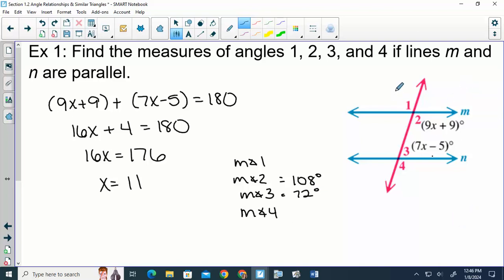Then what would angle 1 be? And what about angle 4? Right. You could either say it's corresponding with 2, or you could say 3 and 4 are supplementary. So 180 minus angle 3 gives us the 180.